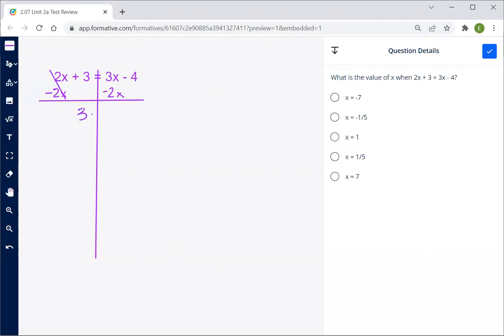Okay, then we're left with 3 equals 2 minus 3 is 1x, or you can just put x. Okay, either way works. Then we need to get rid of the minus 4. We're going to undo that addition subtraction. So we have to add 4 to both sides. Okay, so 3 plus 4 is 7 equals, and then remember that's x, or 1x, or just x. And that's your answer. So x equals 7.